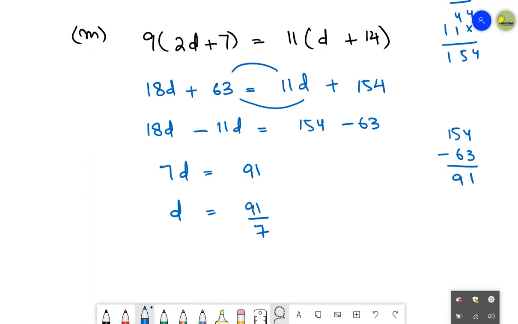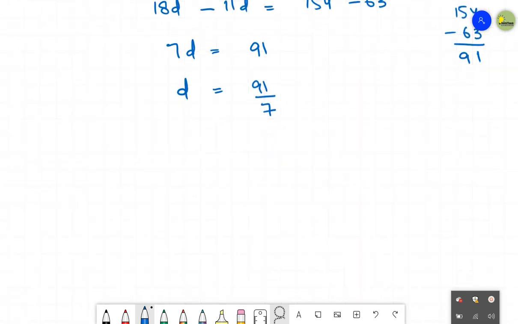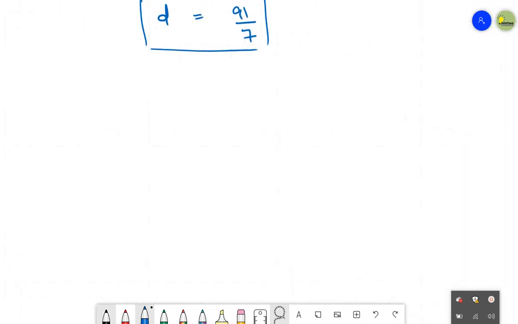I don't think it can be cancelled by any table. So this is going to be the fraction that cannot be cancelled by the number 7. So this is going to be your answer. Let me just verify the subtraction. 4 minus 3 is 1 and 15 minus 6, you are having 9, right? You will have a positive sign because 154 is a greater number. Then it will be divided by 7. This is going to be the answer of part M. Now let's do the last part of this question, that is N.